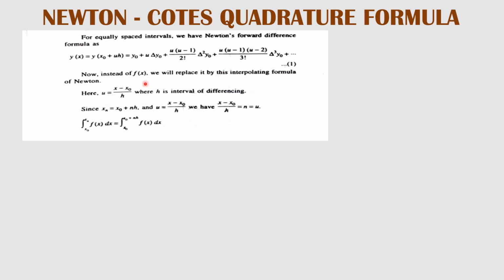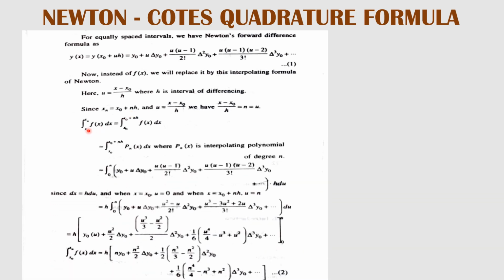Now, instead of f of x, we will replace this by the interpolating formula of Newton. That is, u is equal to x minus x0 by h, where h is nothing but the interval of differencing. Since xn is equal to x0 plus nh and u is equal to x minus x0 by h, we have x minus x0 by h is equal to n is equal to u. If you rearrange the terms, you'll be getting this equation. And therefore, I can now write integral x0 to xn f of x dx, where you are replacing xn by x0 plus nh.